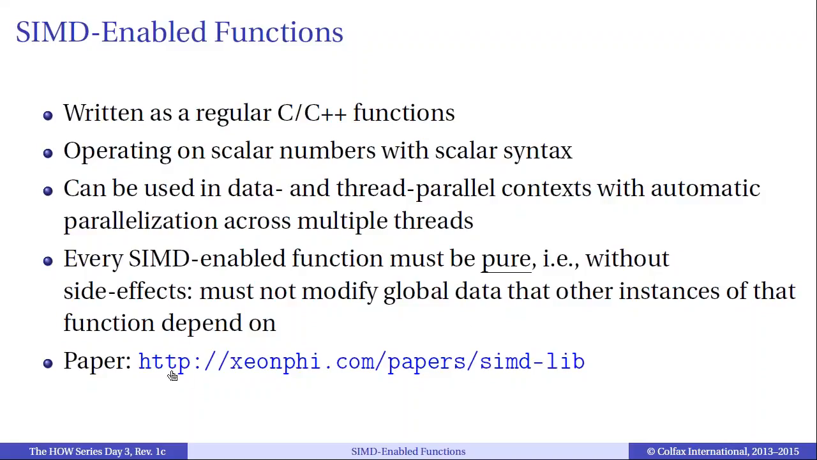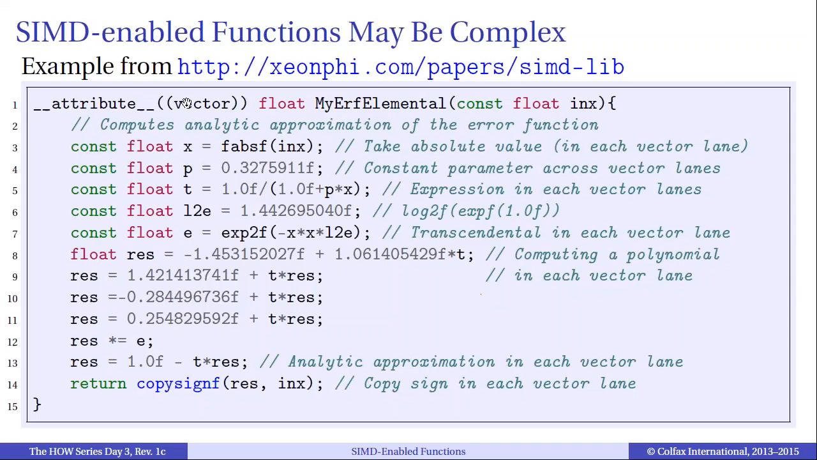For an example of usage, you can refer to this paper. I actually have a code snippet from this paper. It illustrates that SIMD-enabled functions may be complex in the sense of complicated. Obviously, they can operate on complex numbers, but they can also be pretty involved. Like this function is implementing an analytic approximation of the error function. So it takes one scalar argument, returns one scalar argument, but I declare it as SIMD enabled.